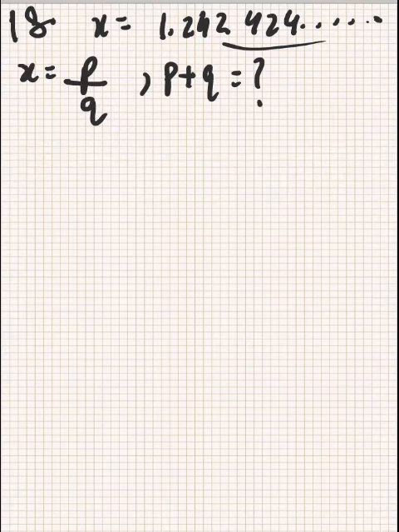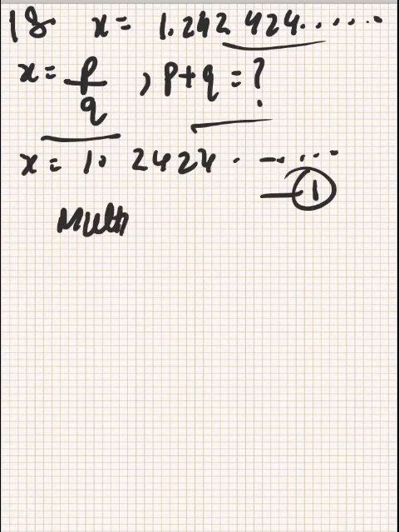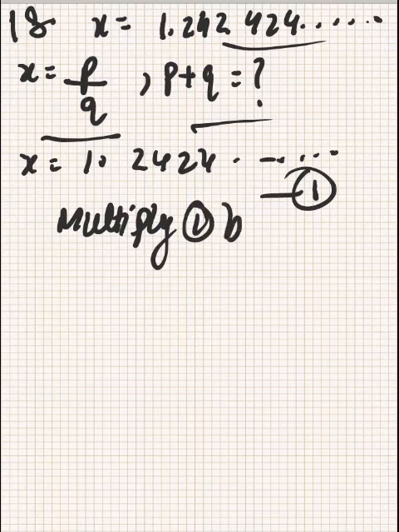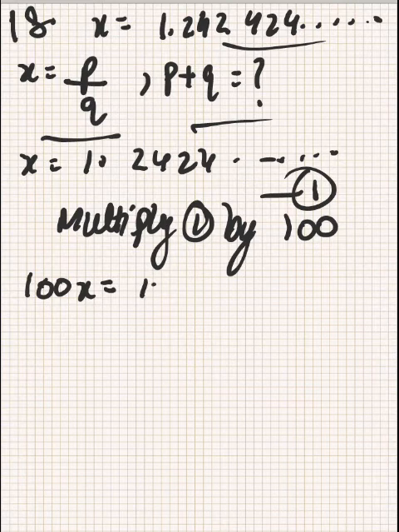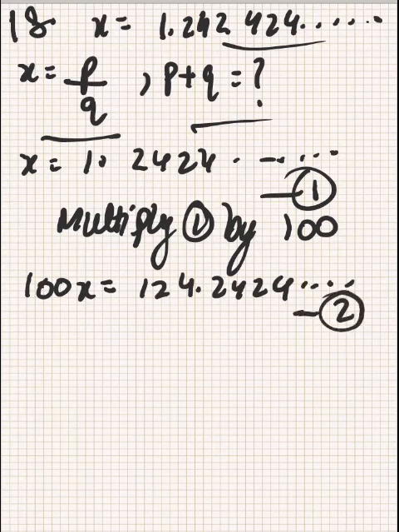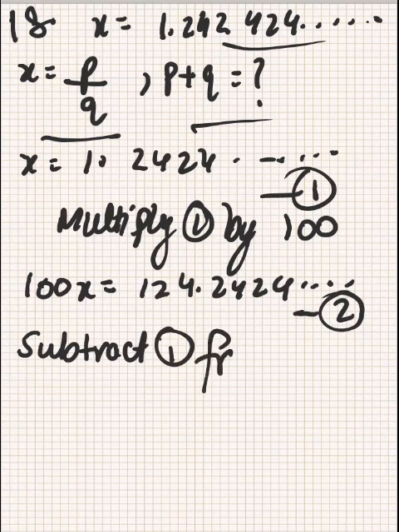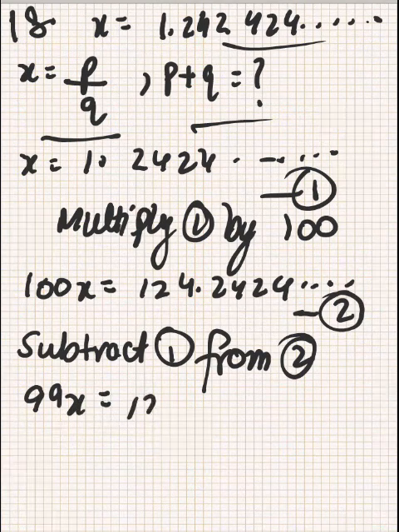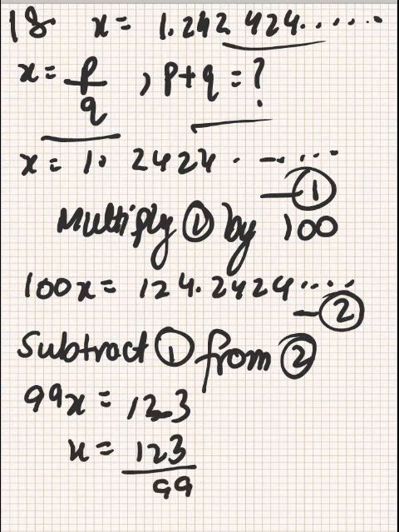This is equation 1. Since two digits are repeating, multiply equation 1 by 100. So 100x will be equal to 124.2424 and so on. It's equation 2. Subtract equation 1 from equation 2. It will be 99x minus x equals 123, so x will be equal to 123 by 99. When we simplify it, it will be equal to 41 by 33.